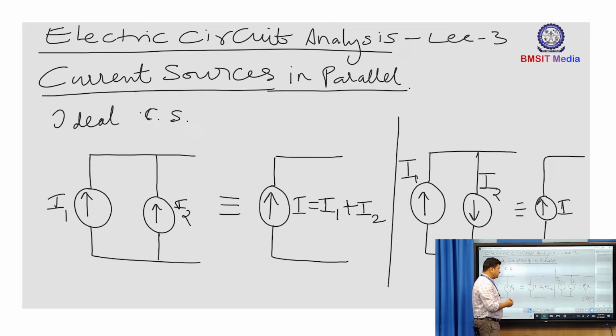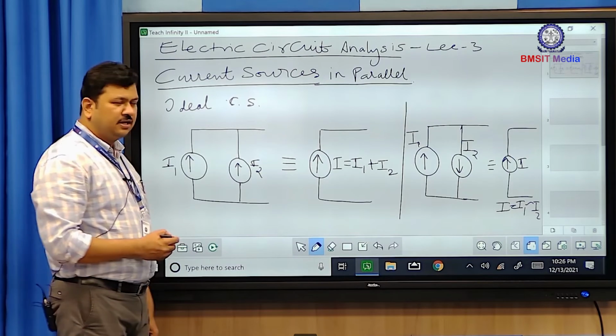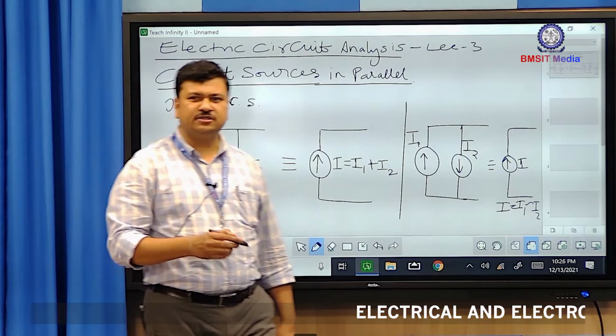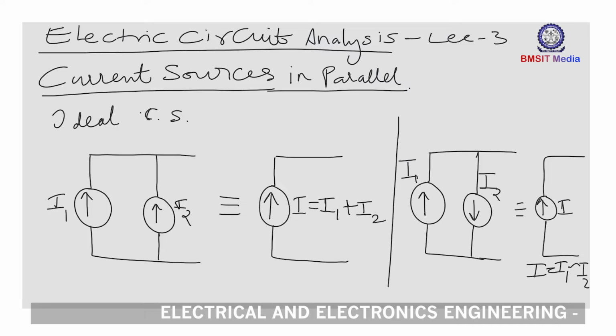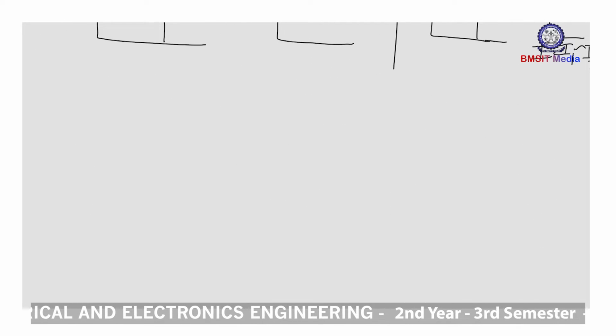Okay. So this is simple. When I consider two ideal current sources in parallel, either there will be subtraction or addition of two current values, and accordingly I should be marking the direction. Okay. Now I will go to practical sources.